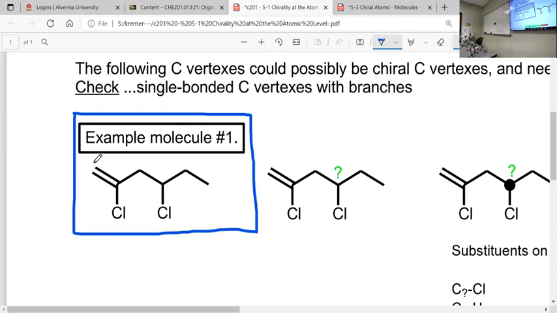Am I concerned about this carbon here? Not at all. Double bonded. Skip along, please. Am I concerned about this carbon being chiral? Nope. Double bonded. You can move along. Am I concerned about this carbon being chiral? Nope. Not branched. Please move along. Nothing to see here. Am I concerned about this carbon being chiral? Possibly. It's branched. It's singly bonded. I'll have to run a check on that.